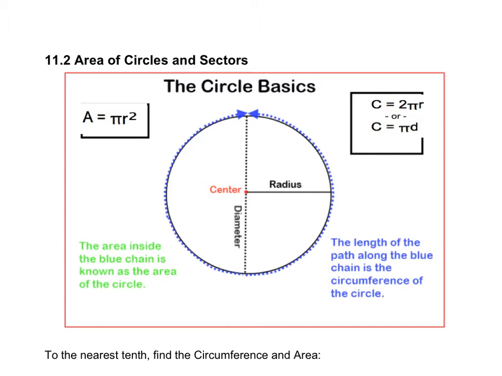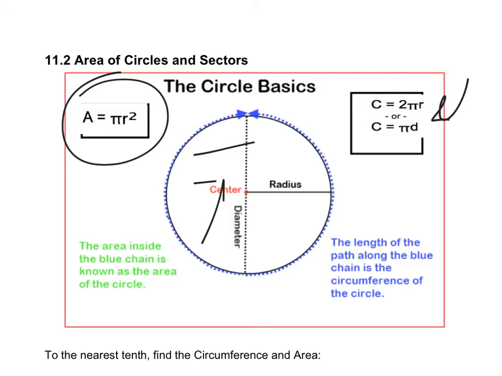So before we go into some problems, we need to go over some circle basics. The area formula of a circle that we're going to first look at is pi r squared. Pi r squared. So this is the first formula we're going to be looking at. The circumference is 2 pi r, or pi times your diameter. The area inside the blue chain of your circle is known as the area of our circle. So everything on the inside is our area.